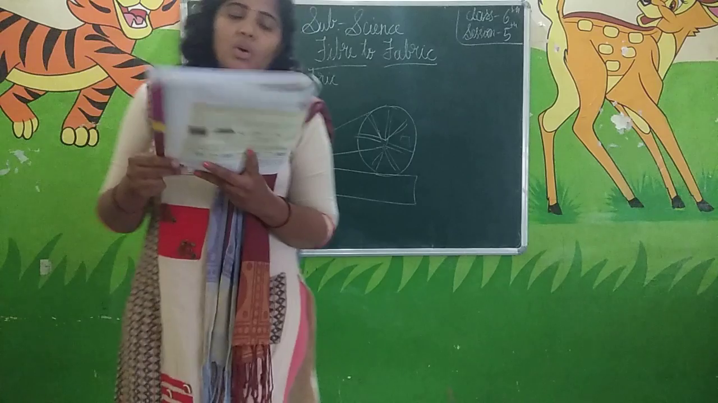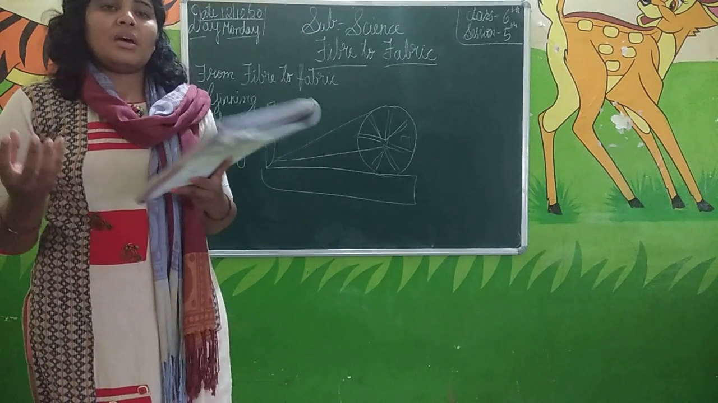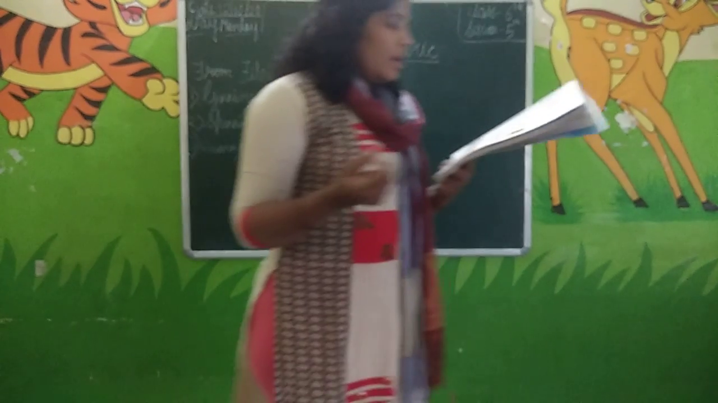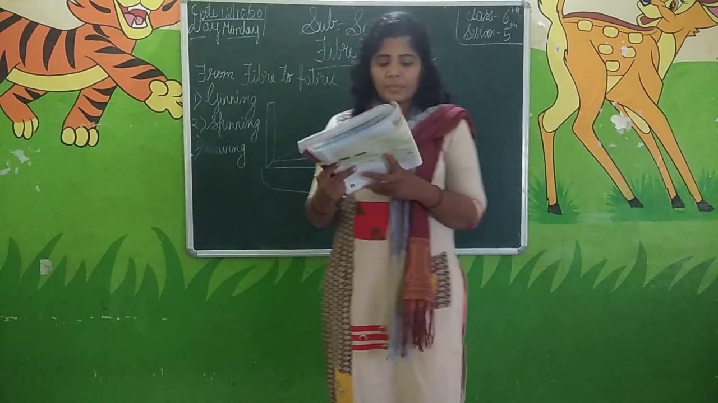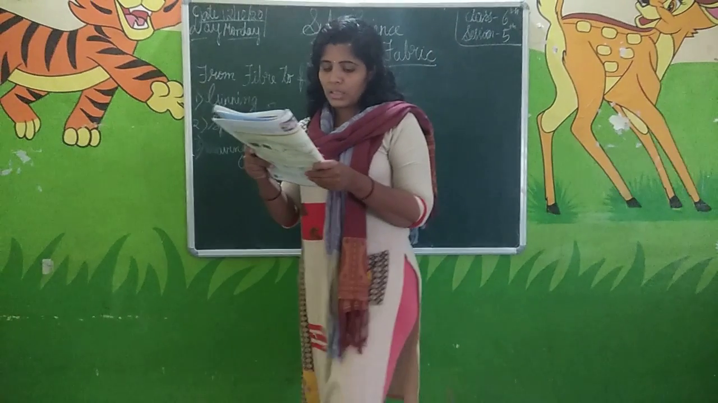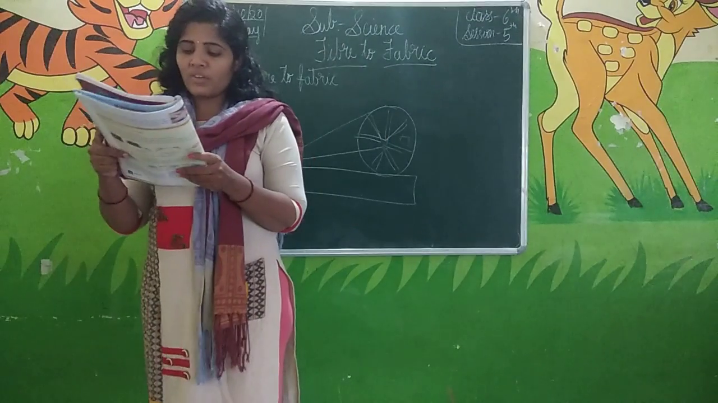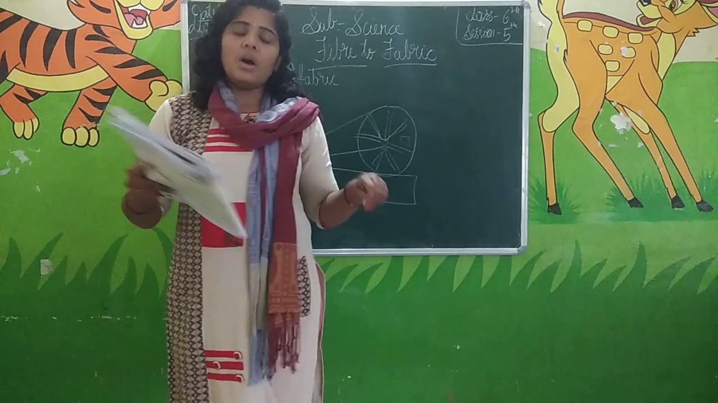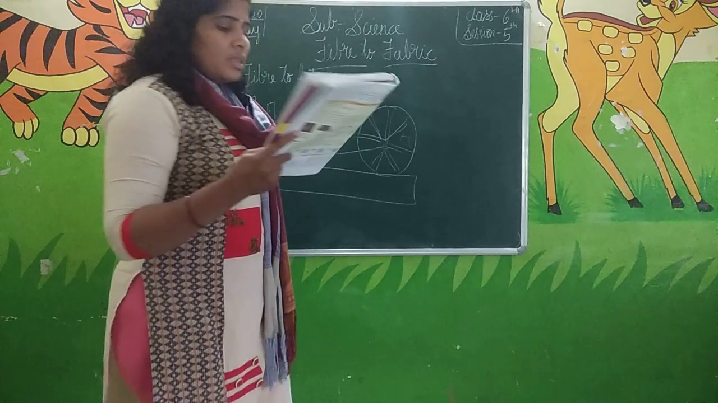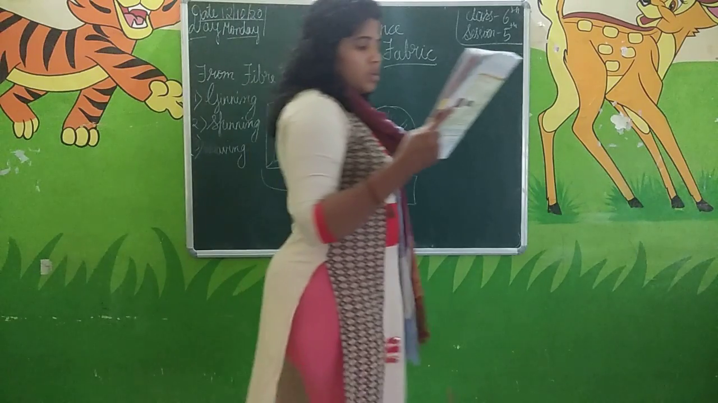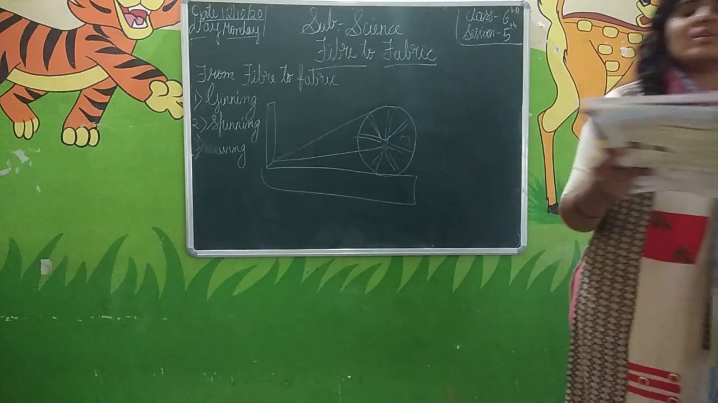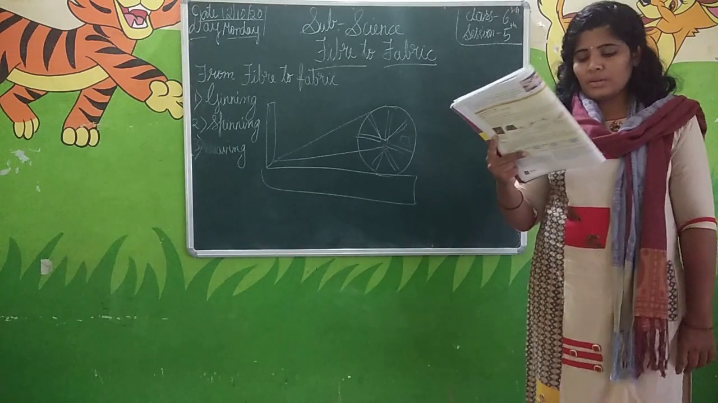When the stems rot, the fibers are separated by hands. The fibers so obtained are dried in the sun and tied into small bundles. These bundles are sent to the mills.